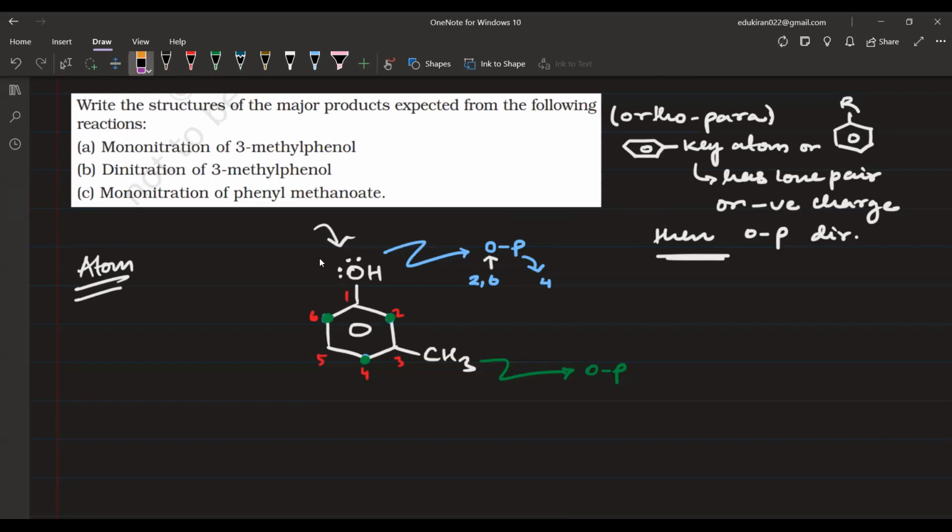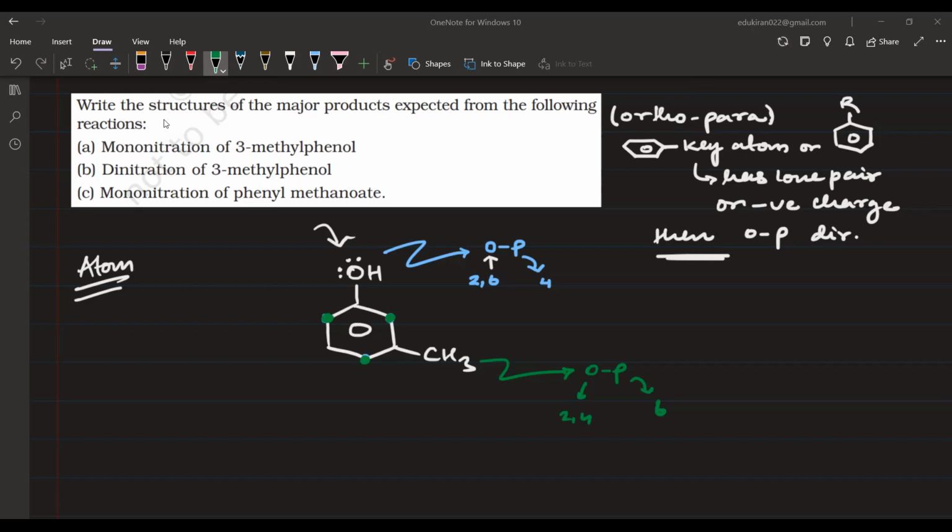That means if a nitro group will come, then it will attach either on 2, 4, or 6, right? Because here for ortho we have 2, 4, and for para we have here 6 carbon, right? That means the nitro group can get attached only at which positions? All of these green positions only.